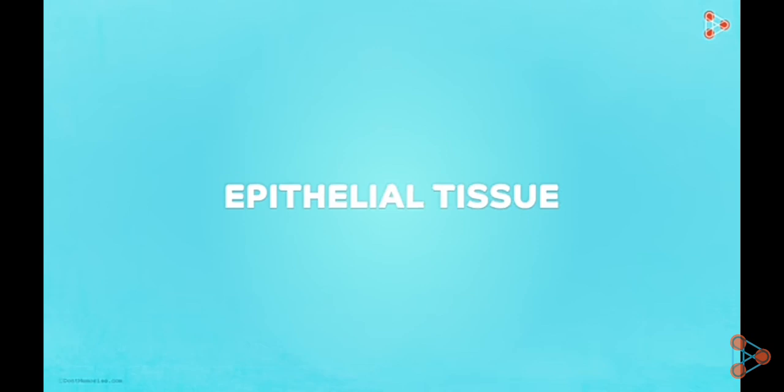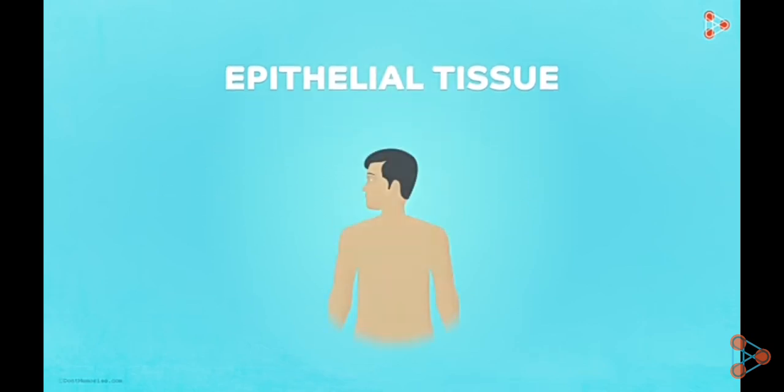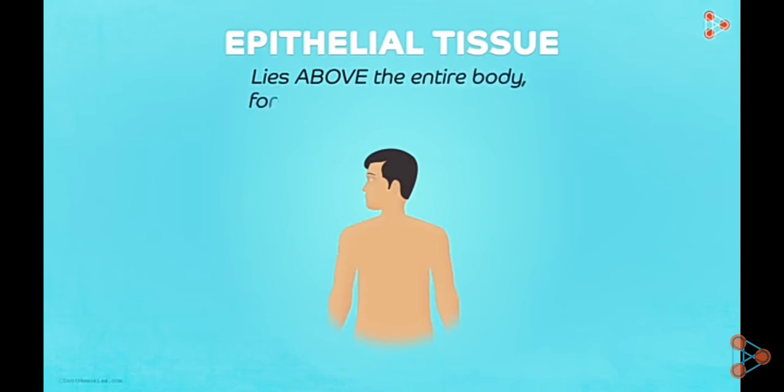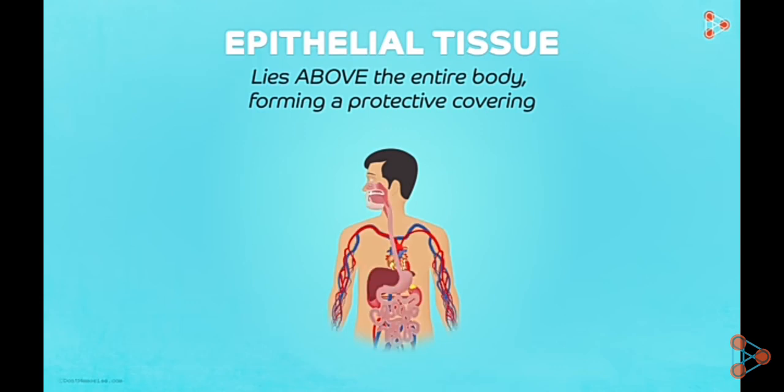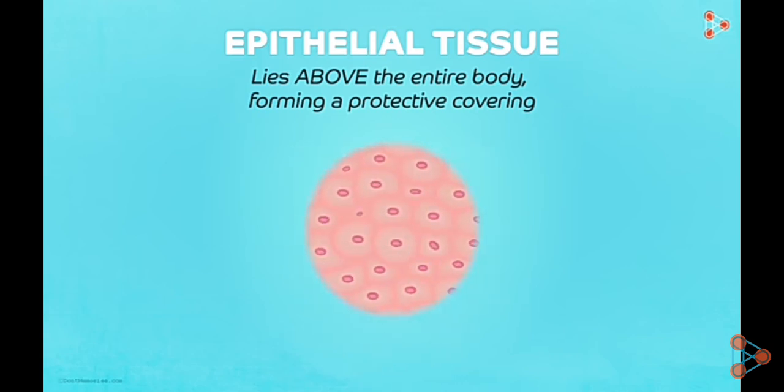As the name says, epi is above, thus epithelial tissue is the one which lies above the entire body, forming a protective covering. Along with covering the body, it also forms a barrier between the various organs, separating them. Now the structure of the epithelial tissue is quite evident from its function. Yes, since it has to perform as a protective layer, it cannot afford to have spaces between the cells.